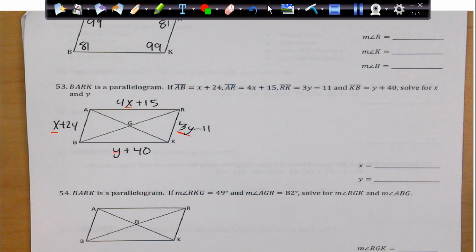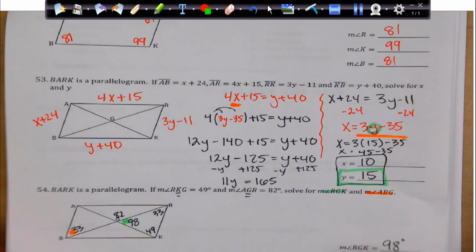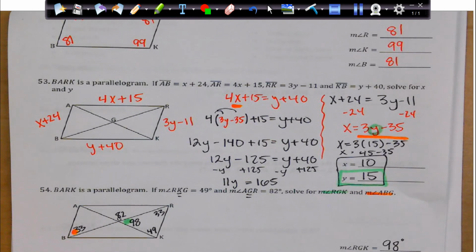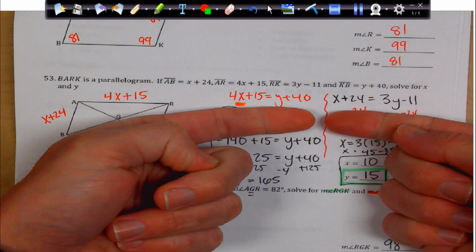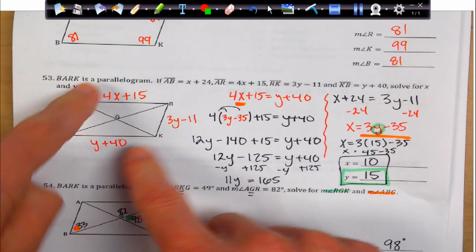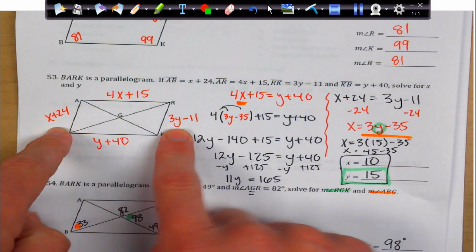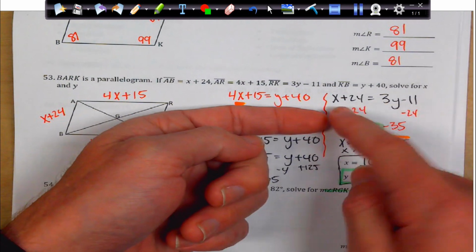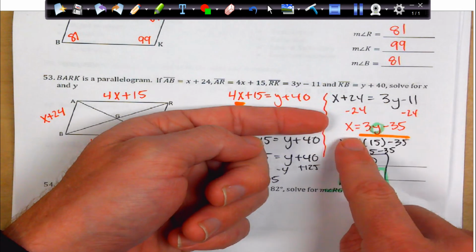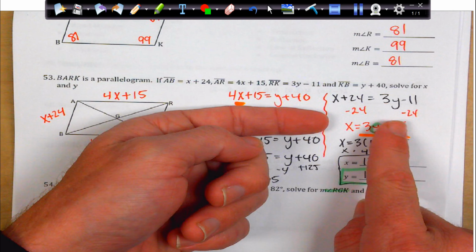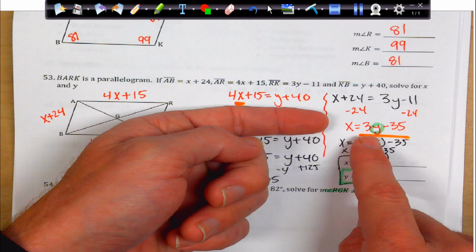So this won't be on your test, so I'm going to just quickly show you the results and walk you through it. So we write the two equations, so those are the opposite sides, so 4x plus 15, y plus 40. Then x plus 24 and 3y. And we're going to take one of the equations and we're going to solve it for x. And that's what I did here. I subtracted 24 and I got x equals 3y minus 35.